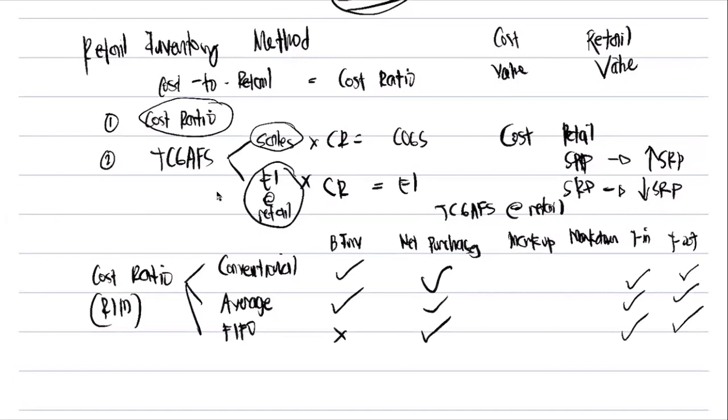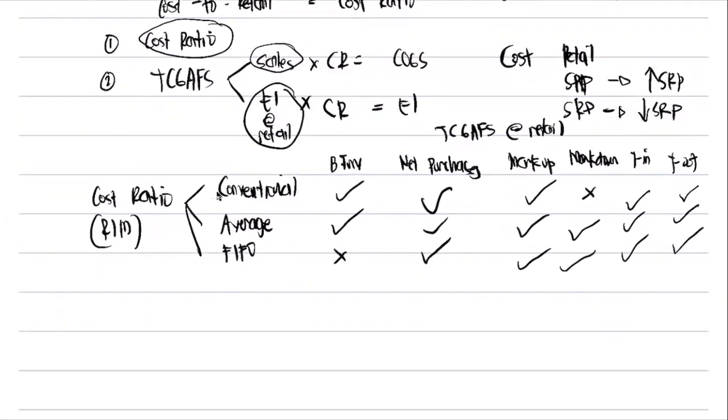Markup and markdown are both included for your average and FIFO. However, markup is only included for your conventional but not markdown. Sobrang dami, di ba? So normally, ganyan mag-present yung ating mga libro. But I don't want you to memorize it that way kasi sobrang dami ninyong i-memorize. So what I want you to do is first know how to compute your cost ratio rather than knowing all of these items. So here in your cost ratio, we first decided to show the items inside the total cost of goods available for sale under conventional, average, and FIFO. And that is the three methods.